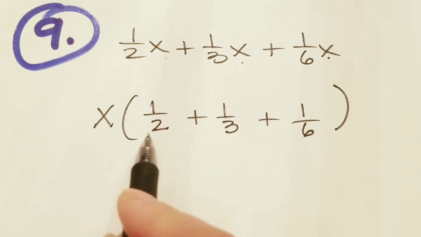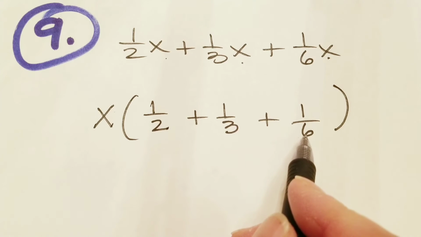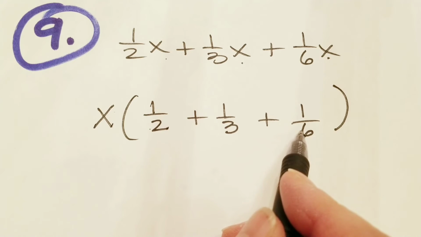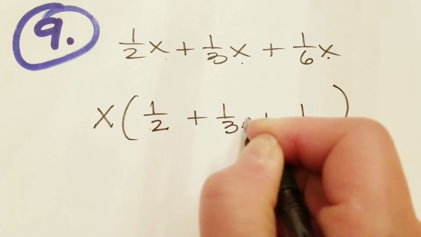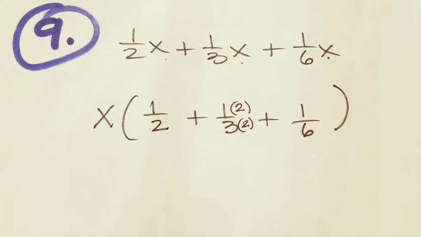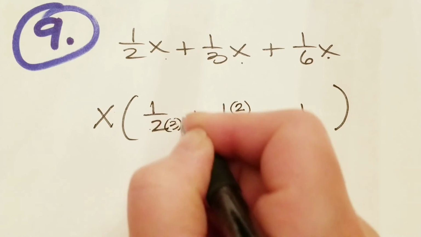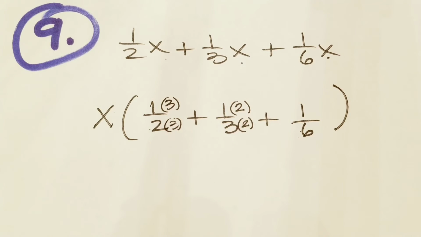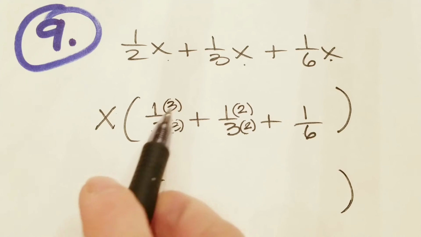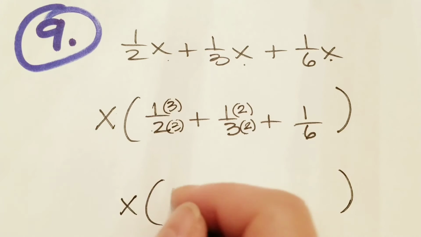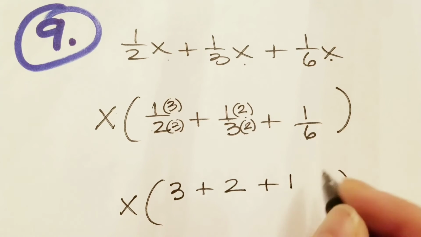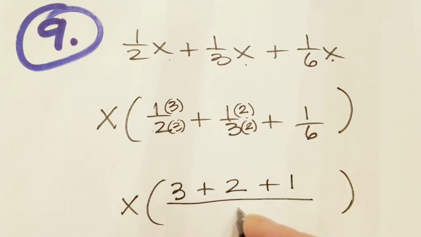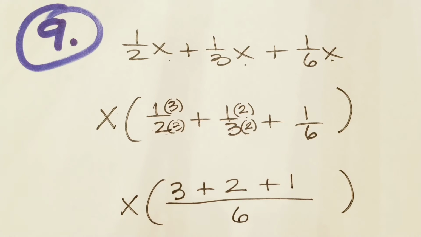So I need a common denominator here, and I recognize that 6 is my largest number, and 3 goes into 6, and 2 goes into 6. So I need to change my denominators to 6. So 3 times 2 is 6, and I do that to the numerator spot as well. 2 times 3 is 6, and I do it to the numerator spot as well. So I'm just going to go ahead and multiply 1 times 3 is 3, plus 1 times 2 is 2, plus 1, all divided by my common denominator of 6.